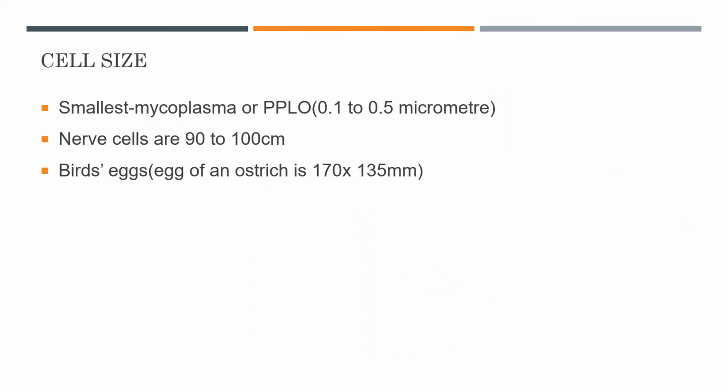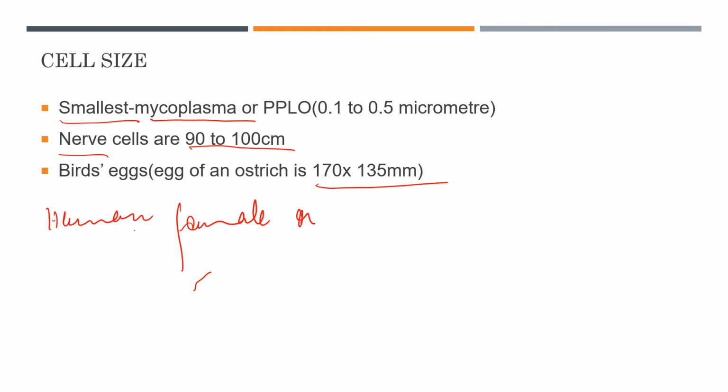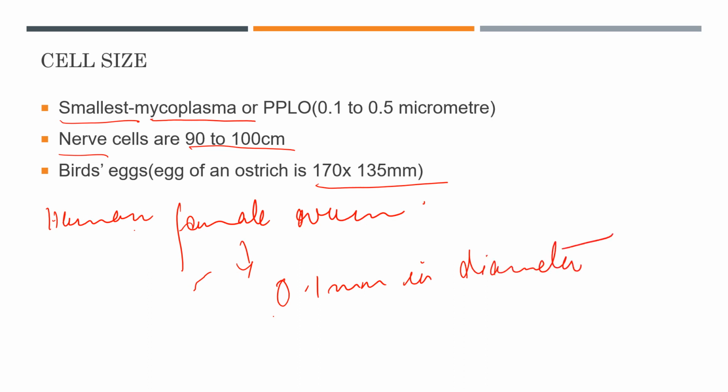Now depending on the cell size, we can see that the smallest one is the mycoplasma. The nerve cells are 90 to 100 centimeter, and the bird's egg cell, that is the egg of an ostrich, is a very big cell, 170 into 135 millimeter in diameter. Now we can see that the human female ovum is also a cell. It is actually 0.1 millimeter in diameter.